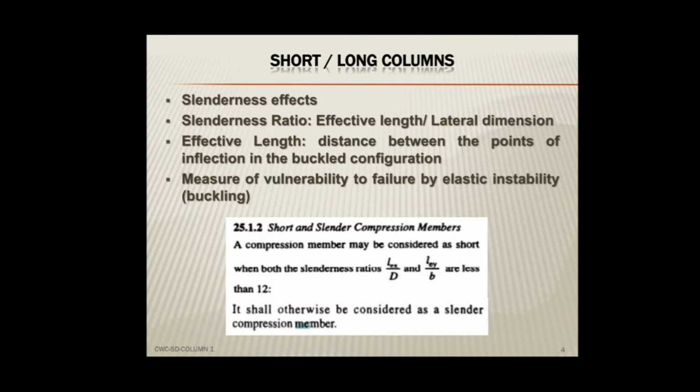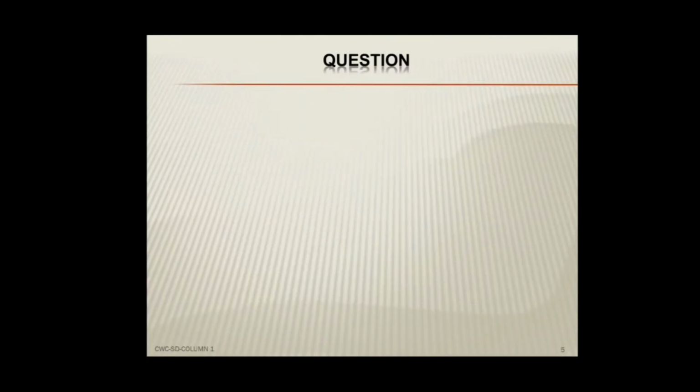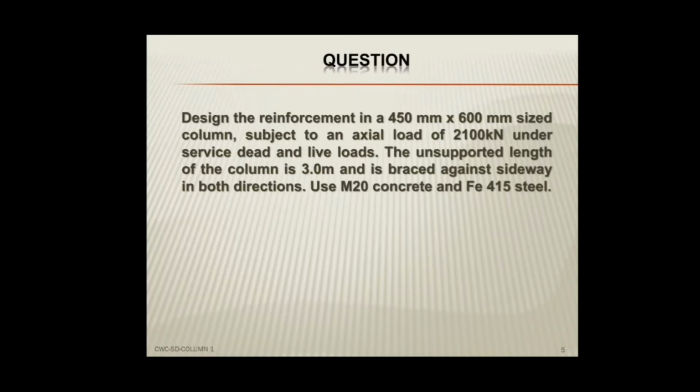Clause 25.1.2 says columns with low slenderness ratios, that is less than 12, are short columns and otherwise are long or slender columns. Short columns fail under ultimate loads where the material reaches its ultimate strength and not by buckling. Whereas slender columns fail by buckling; large lateral deflection under relatively low compressive loads is common in such types of columns. Till now we have gone through certain things which form the base for the column design. Now let's move on to the numerical example.